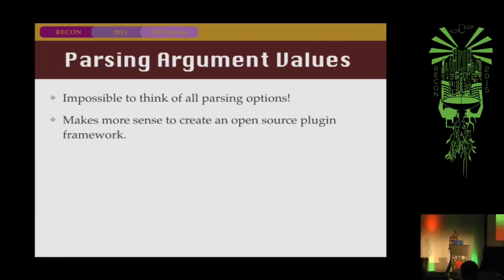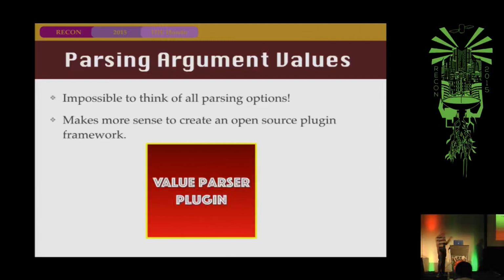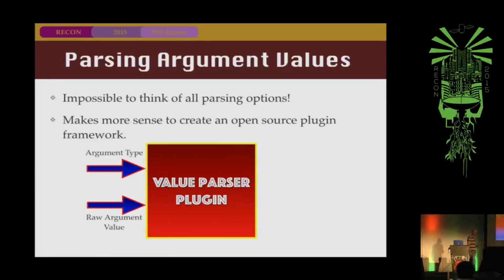So the other thing is, now that I have the raw values, how do I parse them? I have my own parsers, the ones that I need for my work, but it's impossible to think of all the scenarios. So it really makes more sense to make some kind of plugin framework, where anyone could write his own plugin and just plug it into the framework and start parsing his own values. So this all works something like this. You make up your parsing logic here, and your value parser gets two input arguments. One will be the argument type, and the other will be the actual value.